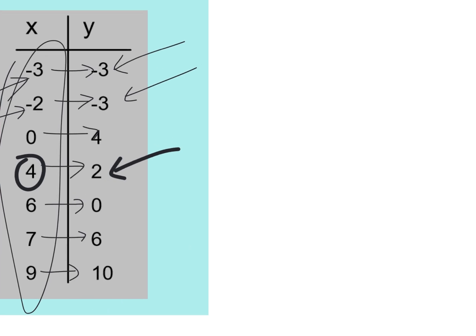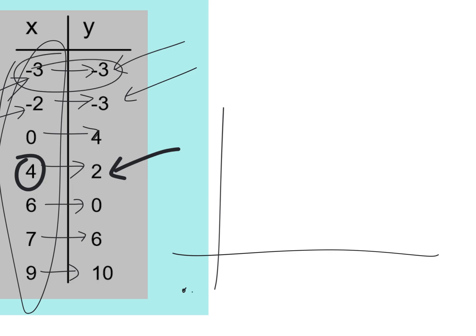Now let me just show you kind of why this works. If I graphed all of these points, -3, -3 is like down here. -2, -3 is down here. 0, 4 is there. 4, 2 is there. 6, 0 is there. 7, 6 is there. 9, 10 is like there.